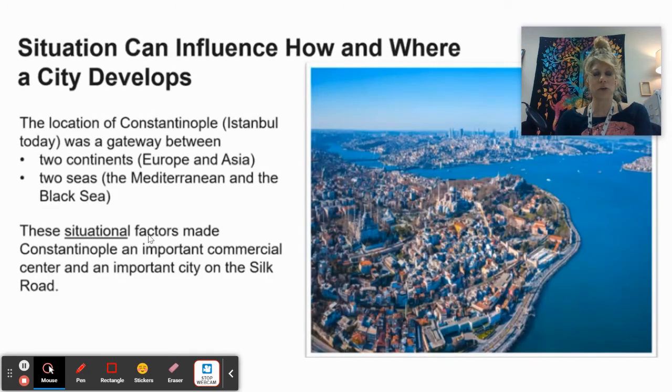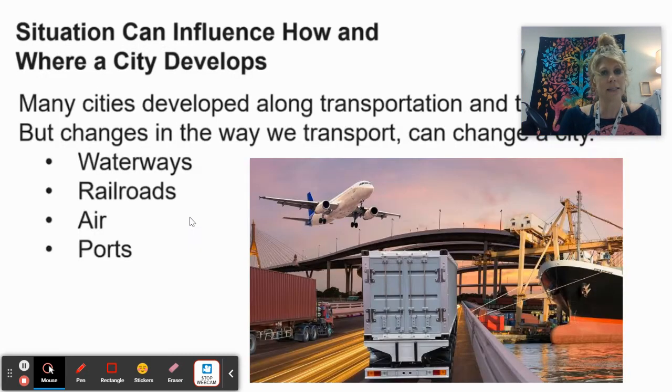And then an example of situation is going to be the location of Constantinople. And that is a situational factor because of its location. It was right there in between 2 continents. It kind of merged Europe and Asia together. And again, its location was in between 2 major seas, the Mediterranean and Black Sea. And I even had the students mention the Silk Road in their notes because that was one of the major world trade routes that was also a situational factor to Constantinople. Okay? So that is site and situation.